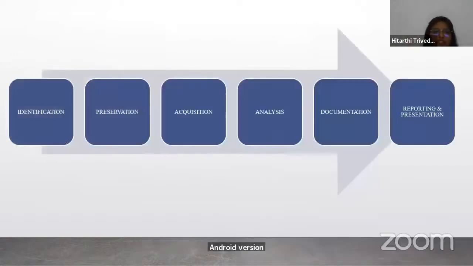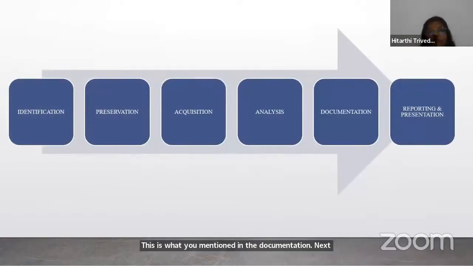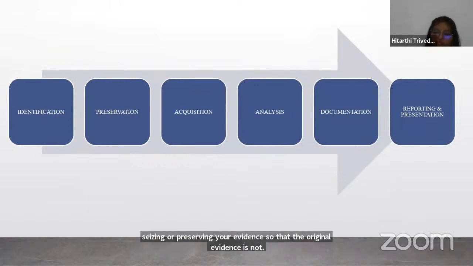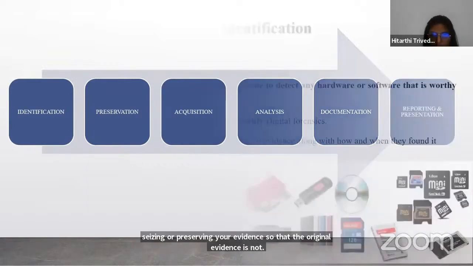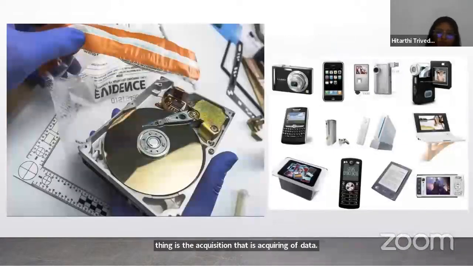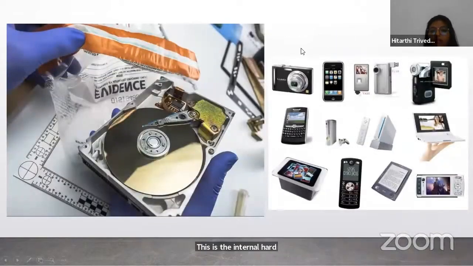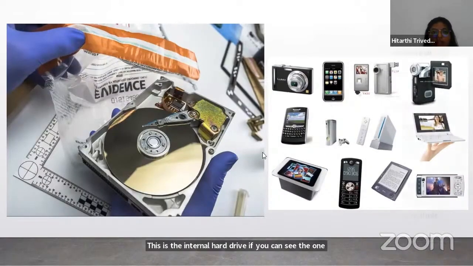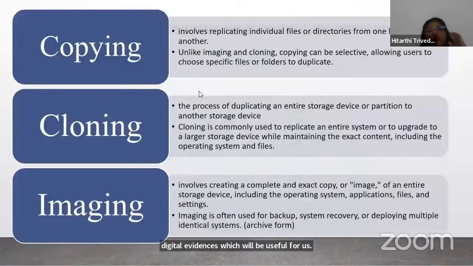Next thing is the preservation. Preservation, I already told you, is seizing or preserving your evidence so that the original evidence is not tampered. Third thing is the acquisition, that is acquiring of data. This is the internal hard drive, if you can see, the one in the back. And these are all the digital evidences which will be useful for us. Okay. Next thing, I guess you guys are aware of all these things.